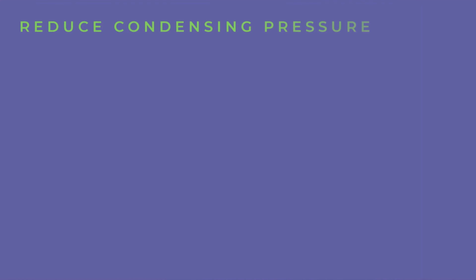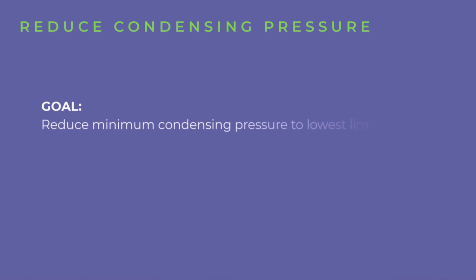Reducing condensing pressure is the last but not the least way to save. The goal here is to reduce the minimum condensing pressure setting to the lowest allowable limit. A rule of thumb is that compressor efficiency increases by 1.5% per 1 degree Fahrenheit reduction in saturated condensing temperature.